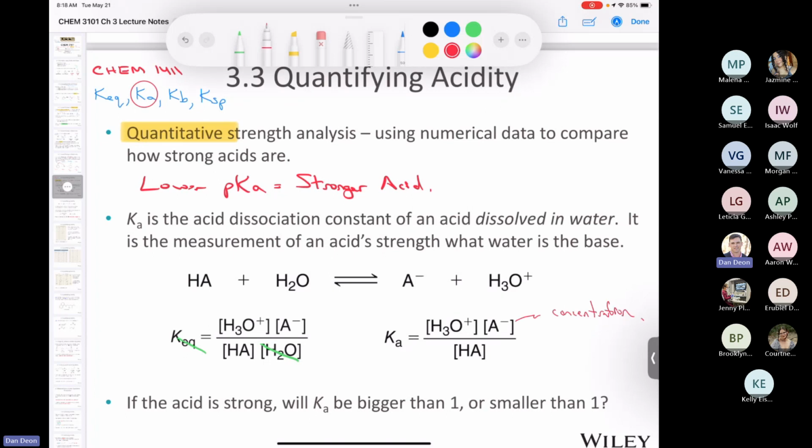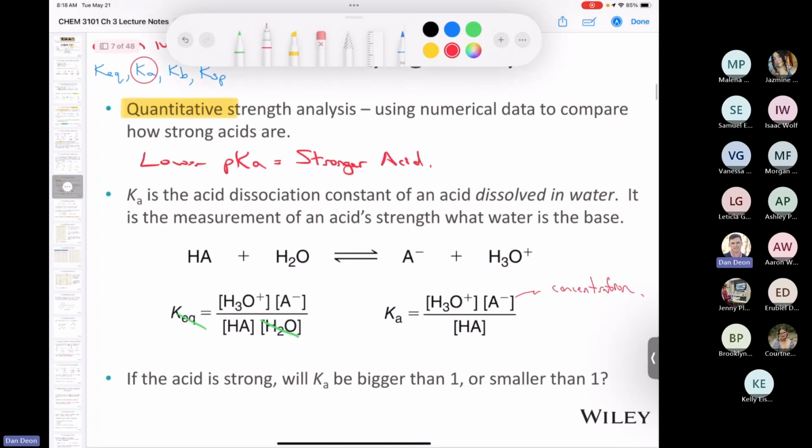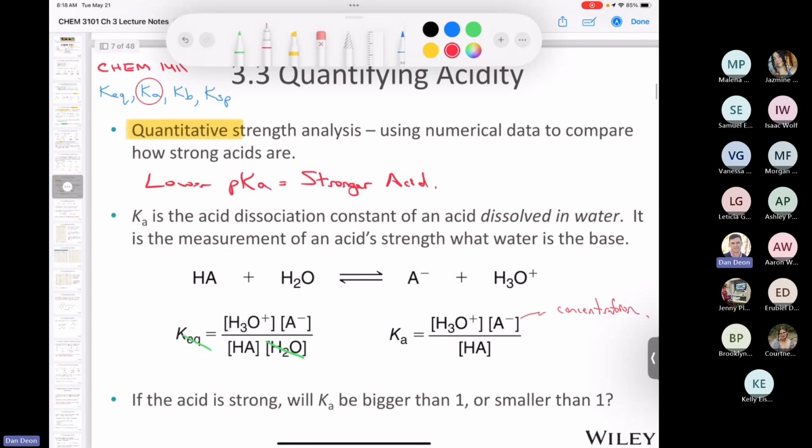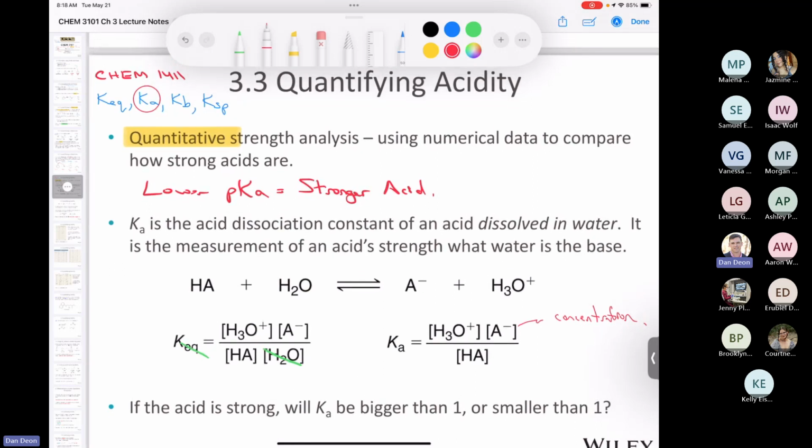All right, so it says if the acid is strong, will the Ka be bigger than 1 or smaller than 1? Can anybody answer that? If your acid is strong, will it have a big Ka or a little Ka? We're not talking about pKa, we're just talking about Ka. If your acid is strong, would you have a big Ka? You'd have a huge Ka, right?